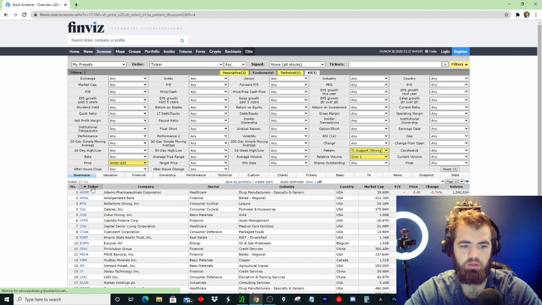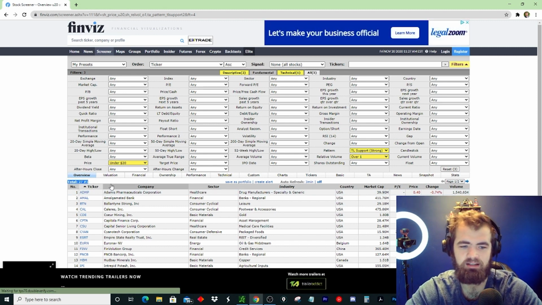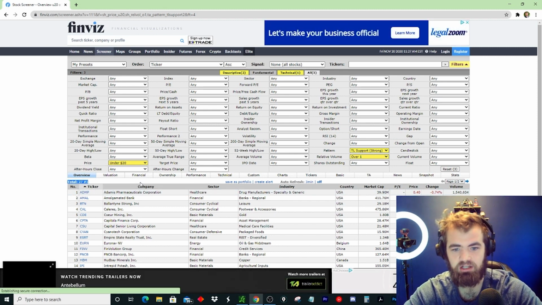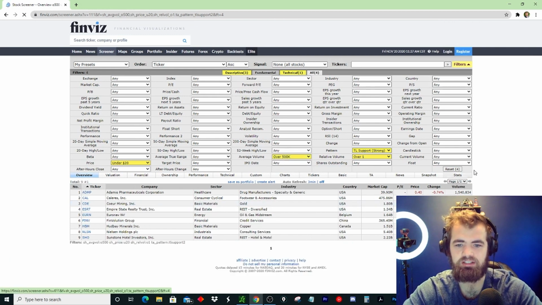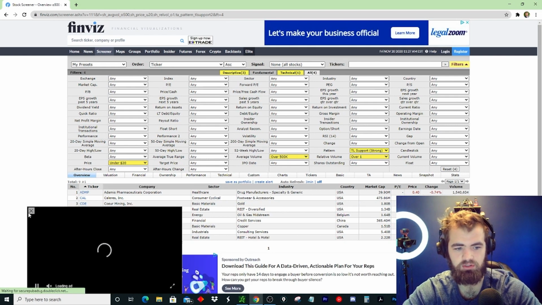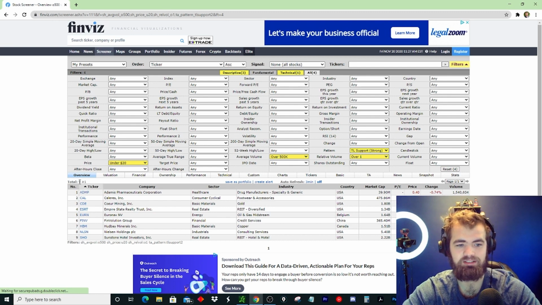Now we filtered all the way to 27 stocks left, but we're not done yet, because we want volume. We want people to be buying. We want these stocks to be pretty traded. So we're going to click average volume, and then we're going to go to over 500K. So this is over 500,000 shares traded. So that's pretty important. So now we went from 24 to 9 stocks, excuse me.